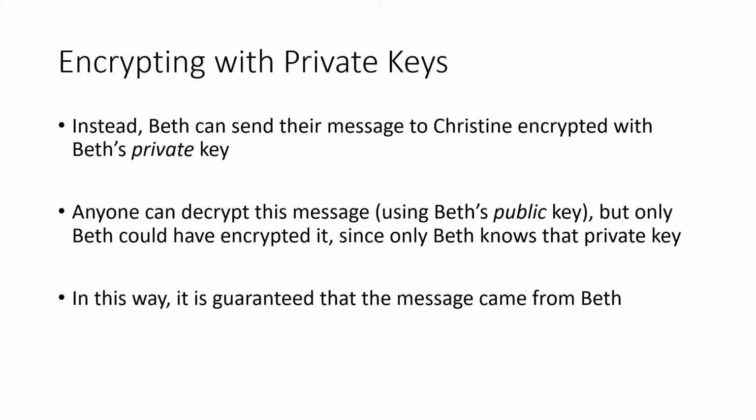Then, using Beth's public key, again, we're just multiplying by two numbers, so the order that we multiply them doesn't matter. So Christine could multiply the message that Christine receives using Beth's public key, which everybody knows, including Christine, and then that message would be decrypted. And it would only be decrypted using Beth's public key if it had come from Beth and been encrypted with Beth's private key. So this is a way that we can verify who actually sent the message, not just where the message was sent to.